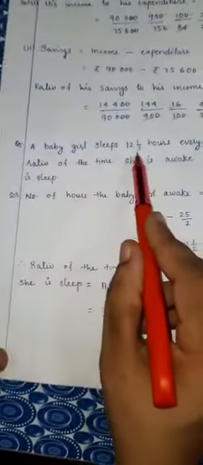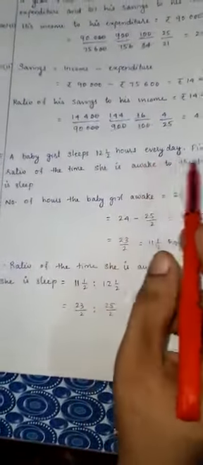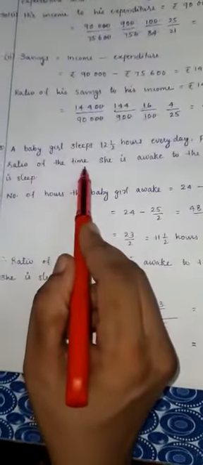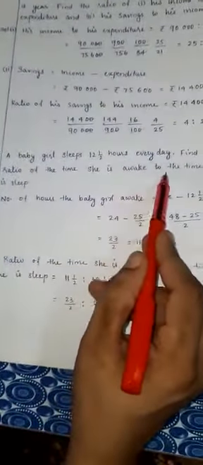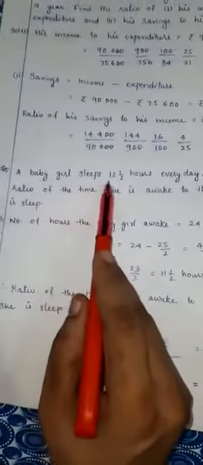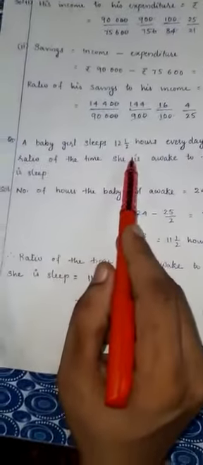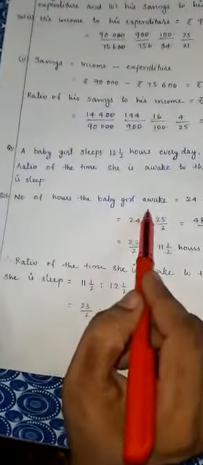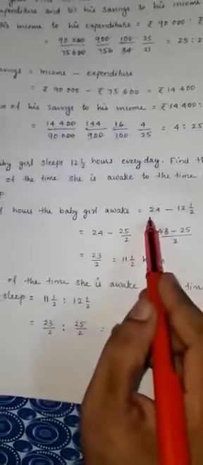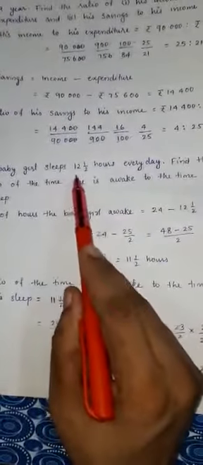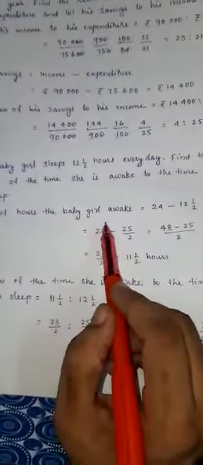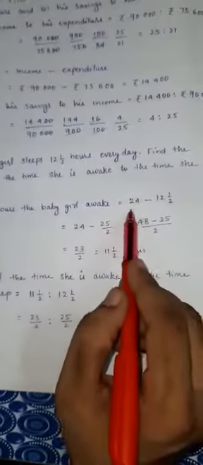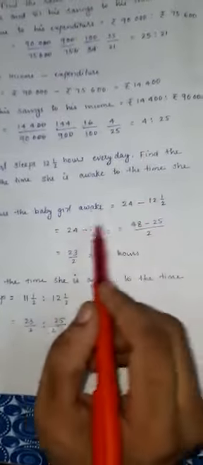Next question. A baby girl sleeps 12.5 hours every day. Find the ratio of the time she is awake to the time she is asleep. It is given that a baby girl sleeps 12.5 hours. So first we have to find out the number of hours the baby girl is awake. You know, in a day there are 24 hours. So here she sleeps 12.5 hours. So how many hours is she awake? You know, 24 minus 12.5.